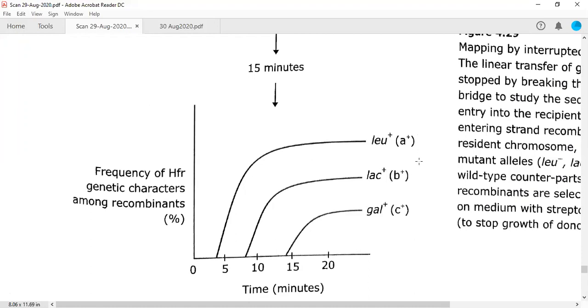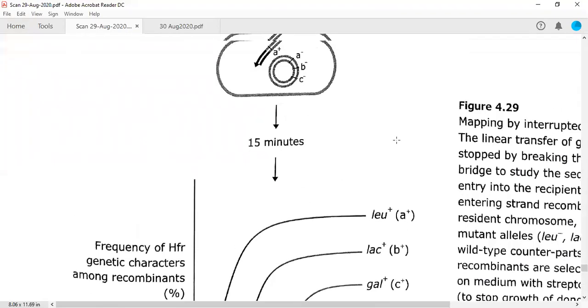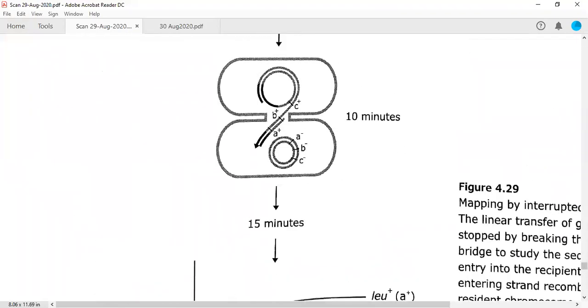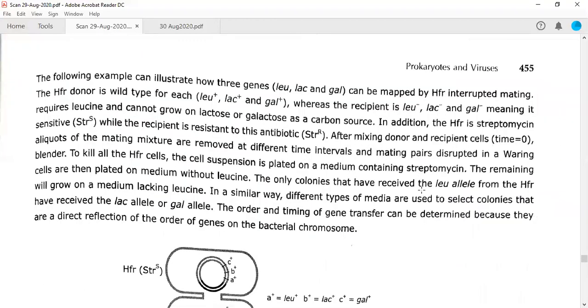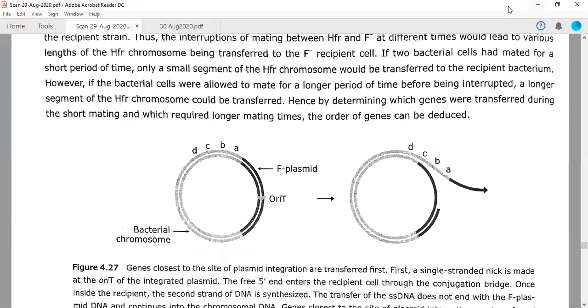Then you will find the frequency of their co-transduction, that is, how many cells are able to transform after infection with bacteriophages. The term for transformation in the case of conjugation is different: transconjugant. Okay, so I think I should stop here, or if you have a query, you can ask.